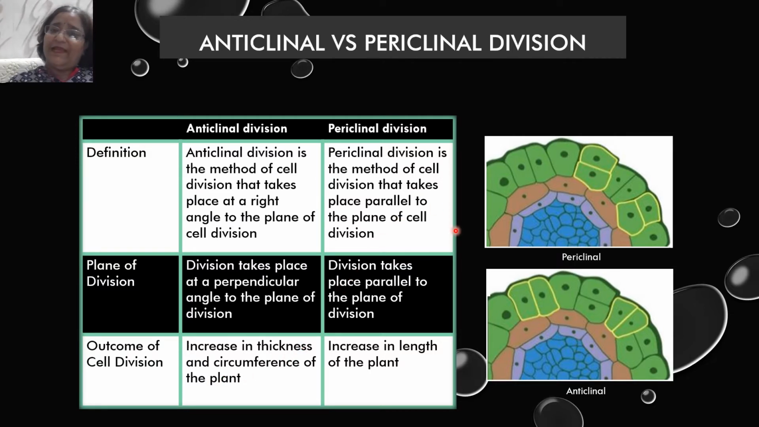While in case of periclinal divisions, you can see that this is parallel to the plane of the cell. So due to this parallel division, the number of layers increases. 1, 2, 3 and 4. Earlier it is 1, 2 and 3. So the number of layers is increased because of these periclinal divisions, but the number of cells per layer remains constant. And due to this increase in the number of layers, the length of the plant increases.